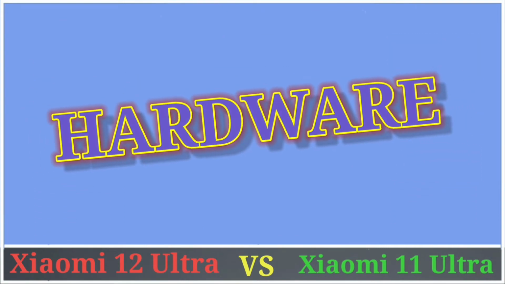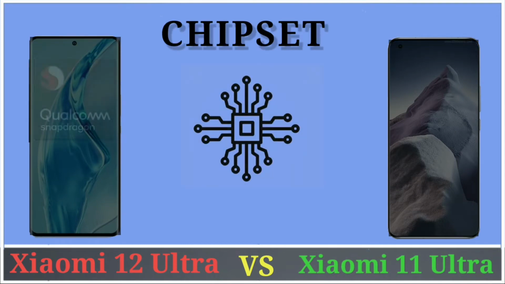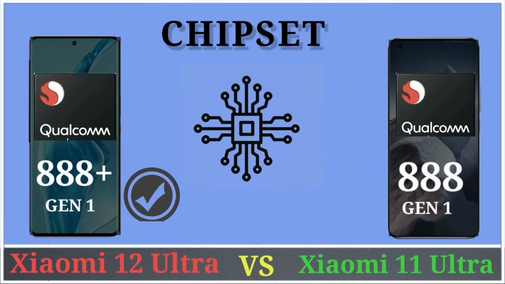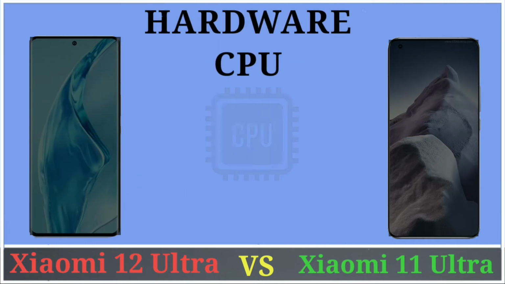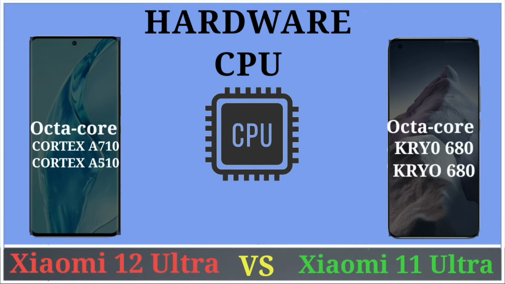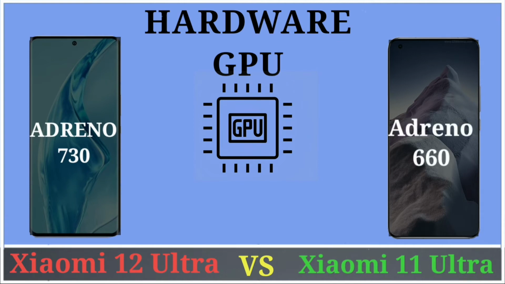Let's talk hardware in depth. I start with Xiaomi 12 Ultra. It has a Qualcomm Snapdragon 8 Plus Gen 1 processor and 11 Ultra has a Qualcomm Snapdragon 888 processor. CPU. Xiaomi 12 Ultra is octa-core Cortex A710 and 11 Ultra is octa-core Kryo 680. Let's talk GPU. Xiaomi 12 Ultra has Adreno 730 and 11 Ultra has Adreno 660.